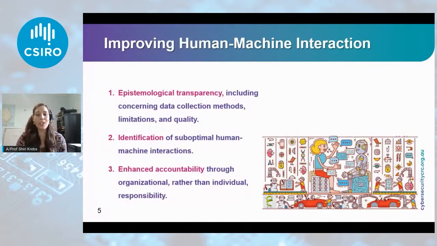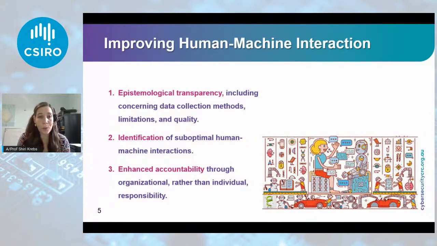Okay, and so what do we do from here? Where do we take this? A few last takeaways from this. How do we improve human-machine interaction? How can we better embed AI-based applications in our businesses?